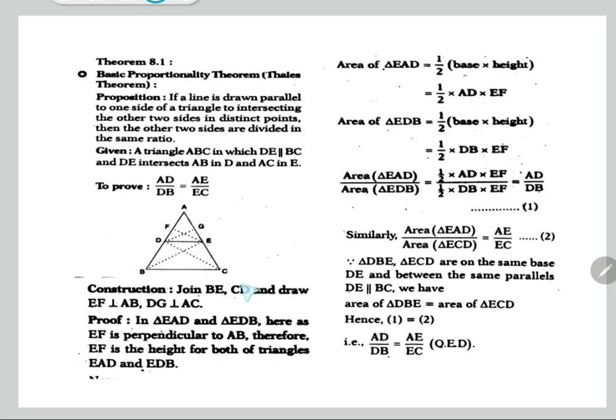నౌ ద కన్స్ట్రక్షన్ జాయిన్ బిఈ అండ్ సిడి and draw lines. EF is perpendicular to AD and DG is perpendicular to AC.